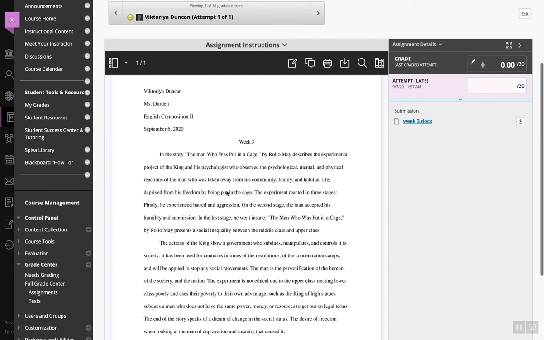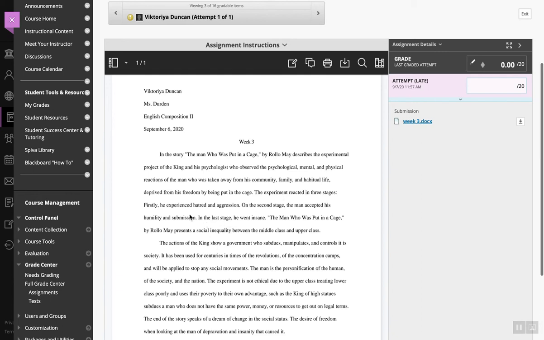I think that you have a good summary sentence, and I like the way that you said that the experiment really has three stages. However, I don't think the experiment reacted. I think you want to say the man's reaction to the experiment occurred in three stages. Does that difference make sense? Because the experiment didn't react, but the man who was in the experiment reacted. So just do some rephrasing right here.